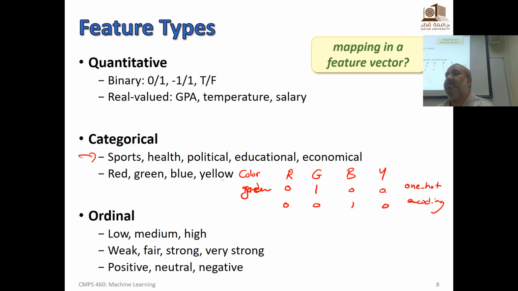0, 1, 0, 0. Because each one of these now will be dealt with as a different feature, like a separate binary feature. It's like red, true or false, right? Every one of these features is true or false. So when we originally have green, then red is false, green is true, blue is false, yellow is false, right? So it's 0, 1, 0, 0. Yes?